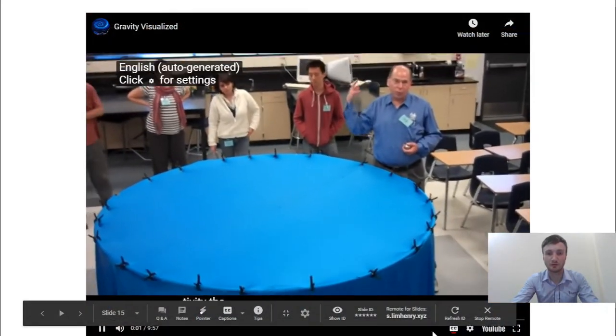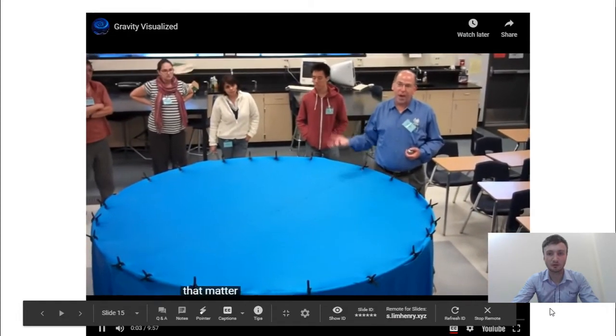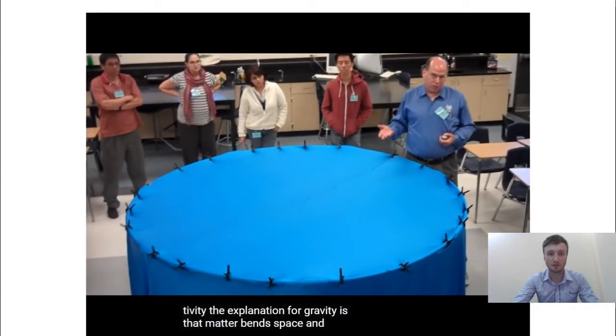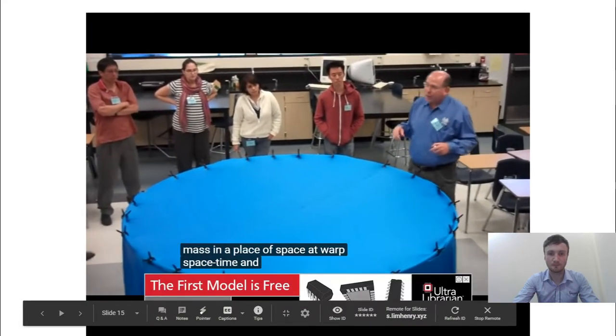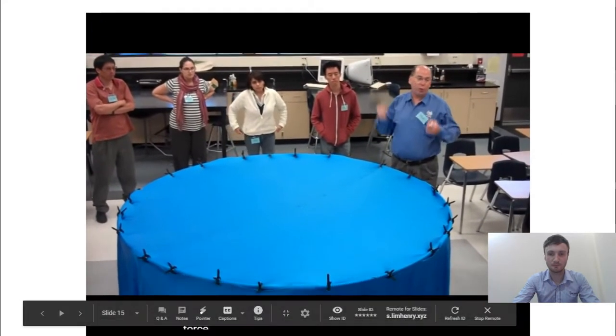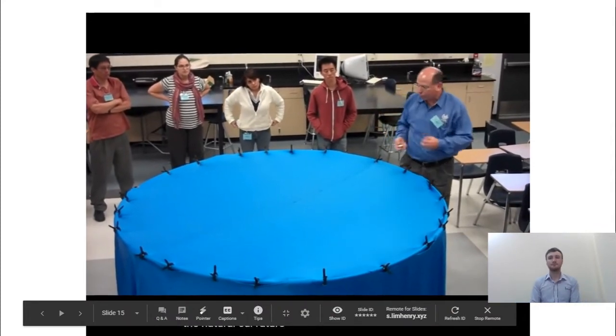The explanation for gravity is that matter bends space. And so you put mass in a place in space, it warps space-time, and objects are not feeling a force of gravity, they're just following the natural curvature.